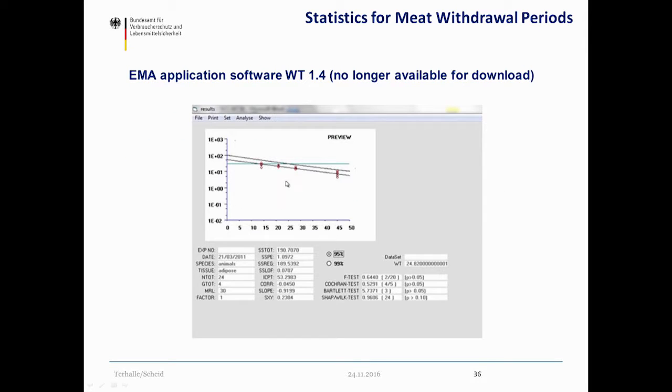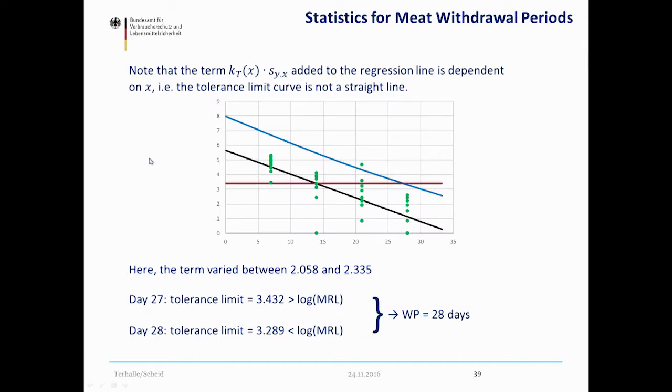And this would be the output of the calculation program, which is probably now available on the website again. It is? It is. Okay. So sorry, I was wrongly informed then. And this is a plot that Werner has done. And the withdrawal time would be 28 days.